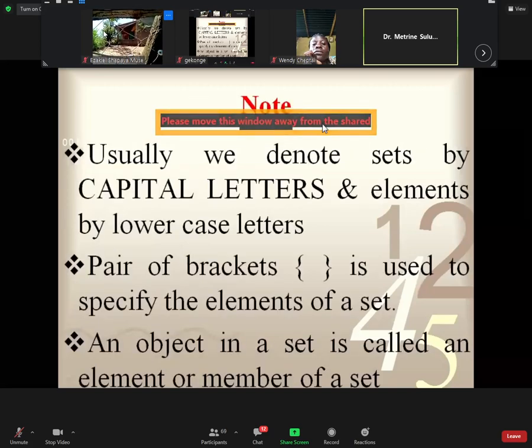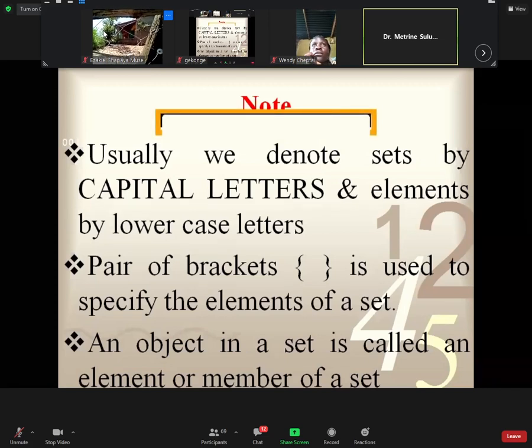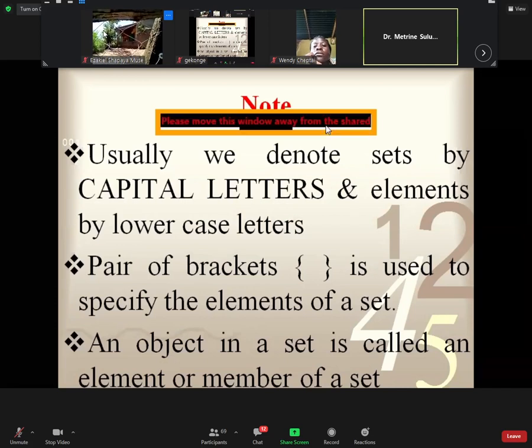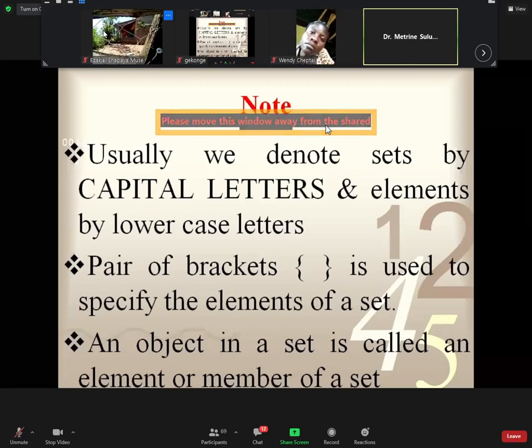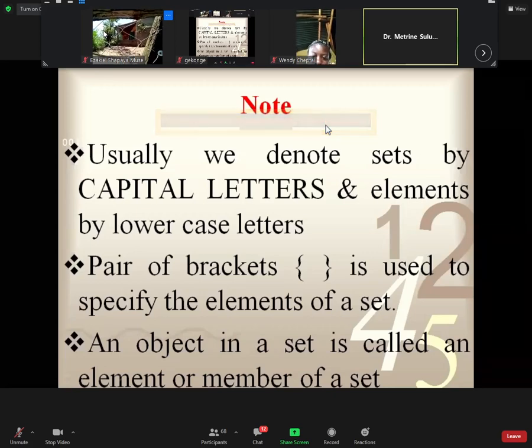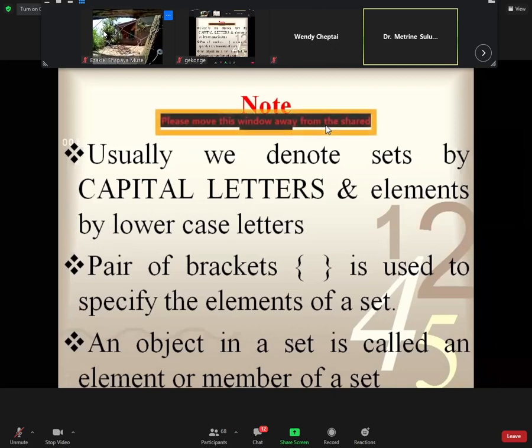Now, I have already hinted that when we are writing sets, the names of the sets we always indicate in capital letters, and the elements of the set we indicate in small letters. But not all of them do we use small letters. We can use small letters, numbers, or names. Apart from that, anytime we are writing sets we use brackets, and these are a bit different from the brackets we saw in the closed interval or the open interval. We use a pair of brackets, the opening bracket and the closing bracket, just to specify where the elements of that set begin and where they end. We have also said that an object in a set has names: we refer to it either as an element or as a member of the set.